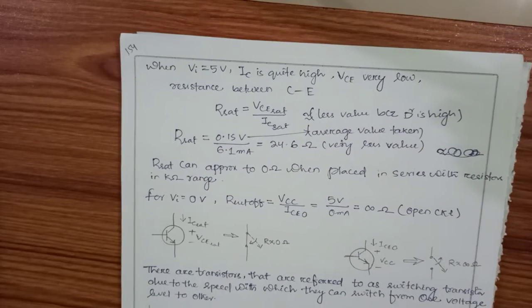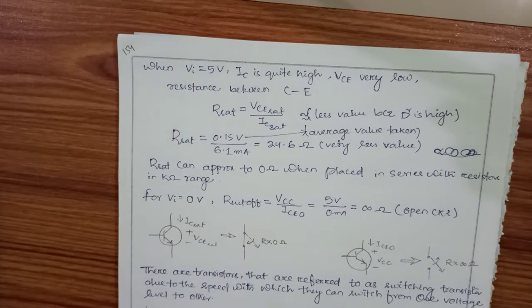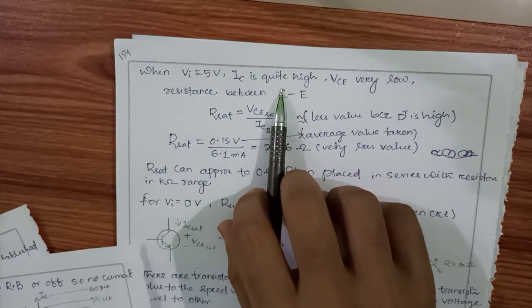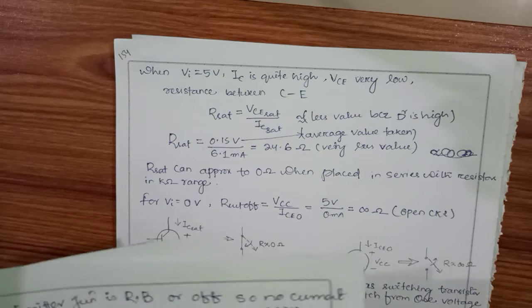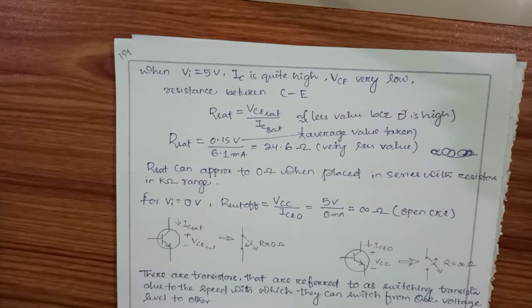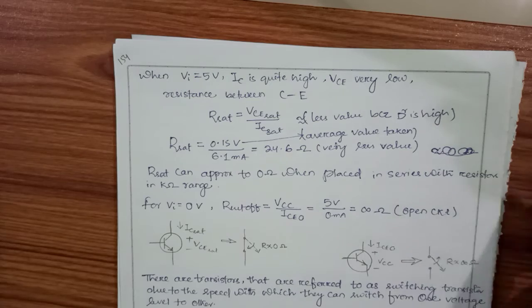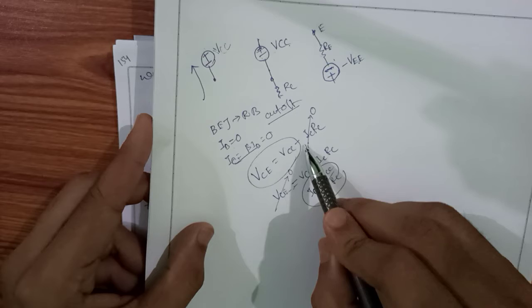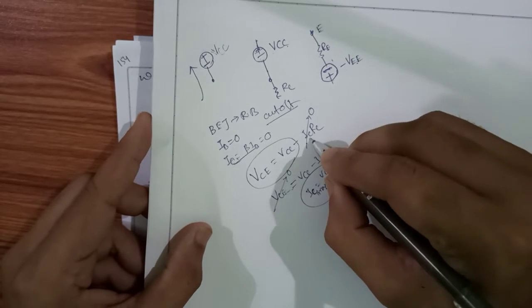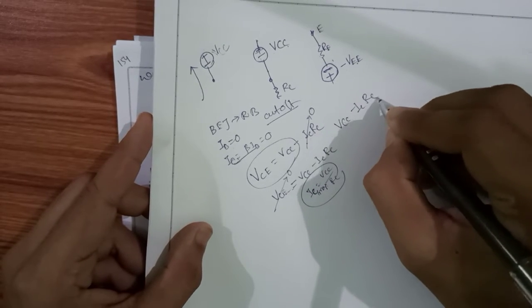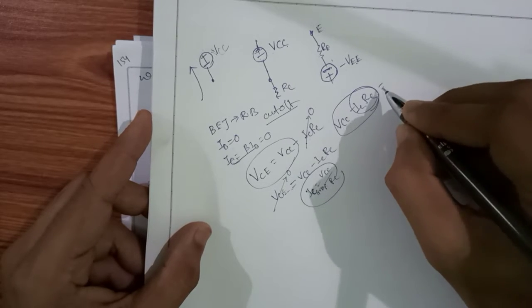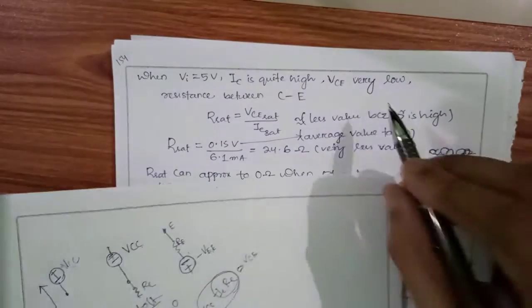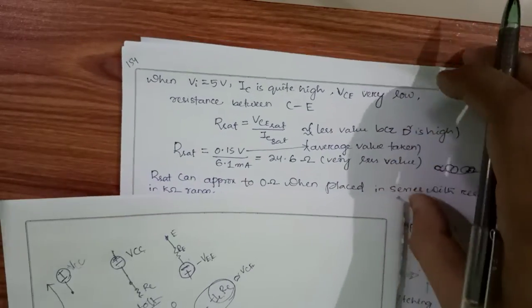Now, just some points. When this 5 voltage is applied, our current is high, and our current being high means our VC is very low. What does it mean? Let me show that equation. This is our VC equation, which is VCC minus ICRC. As this IC value is very high, this ICRC value will also increase. So VCC minus a high value will give me a very low value. That means our VC value is very low.